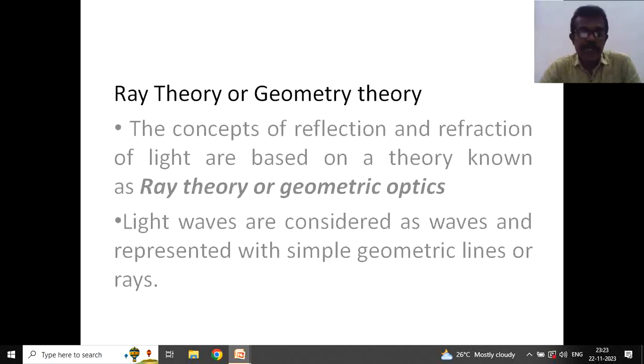Next is the ray theory or geometry theory. In optical fiber, we are transmitting the information through the optical fiber by following the principle called total internal reflection. That is based on ray theory. The ray theory is based on the concept of reflection and refraction of light. So in optical fiber communication, we are considering light waves as waves. At the same time, we are dealing with the ray theory by considering light wave as a ray.